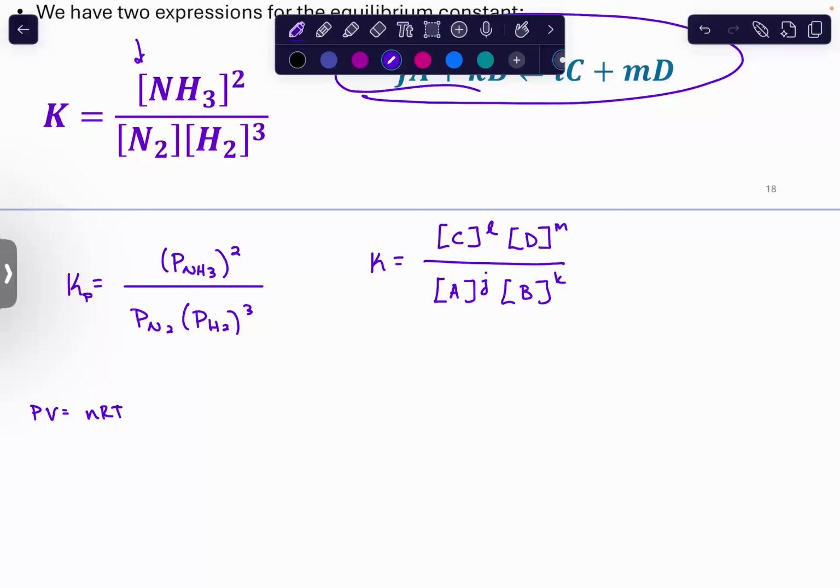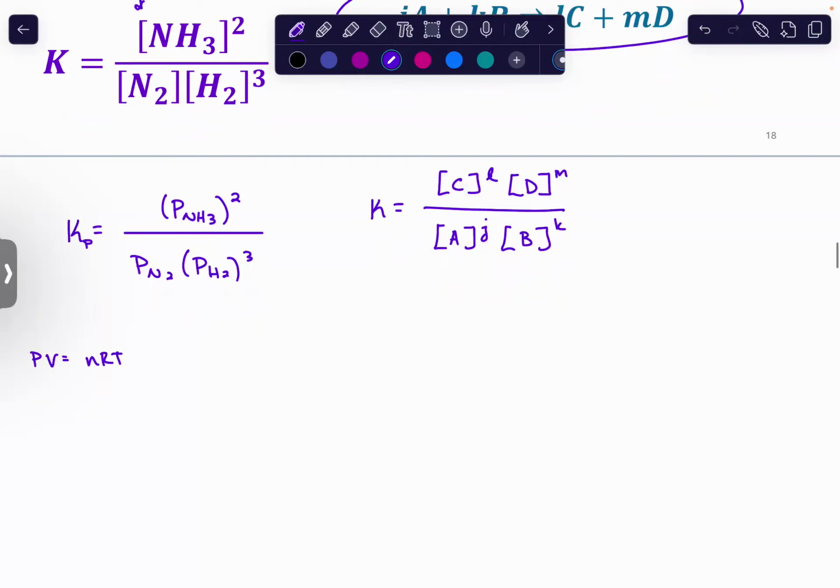Liters is a what? It's a volume. So I have to have moles over volume. Okay, so if you move everything around in here, you're going to get N over V, it's going to be P over RT. Okay? So we can put this P over RT in the place of each concentration. Partial pressure of C over RT.